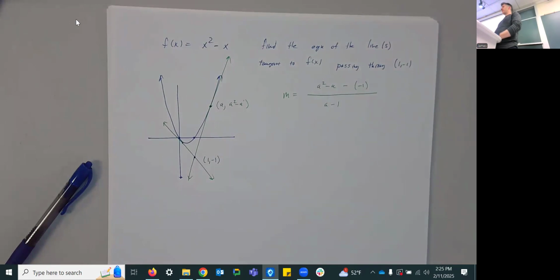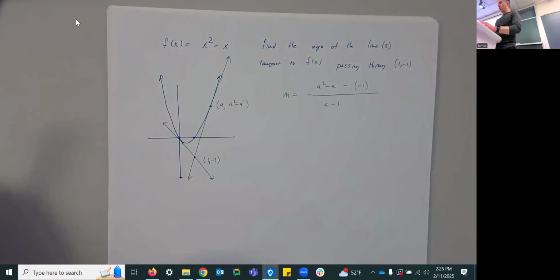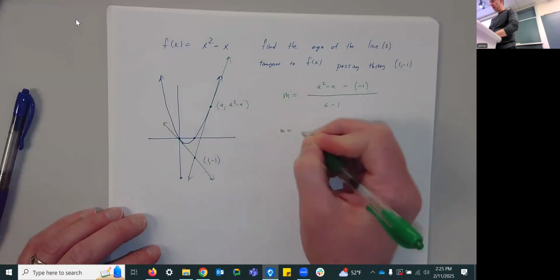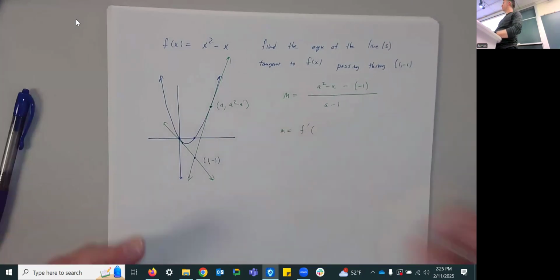And we might simplify that, we might not. What's another way I could find the slope of the tangent line? The derivative. So the other way we're going to find the slope is it's going to be f prime at, oh, we don't know what the point is. So we're just going to say it's f prime of a.